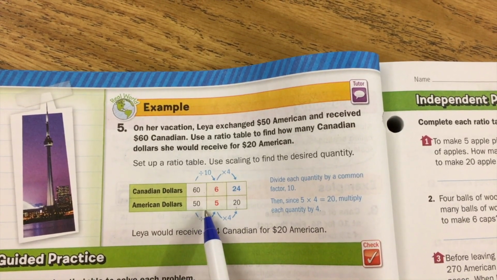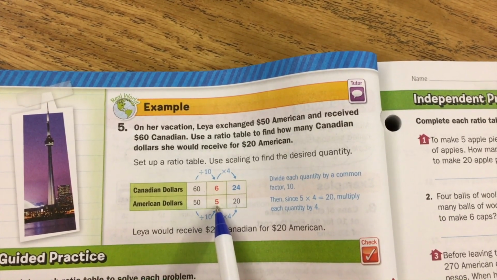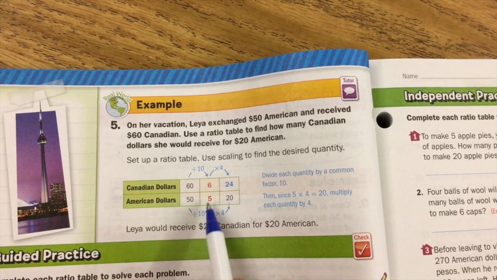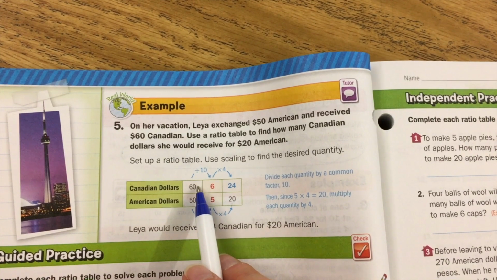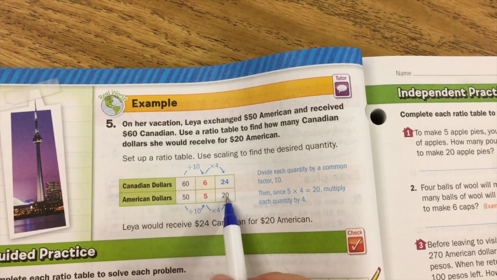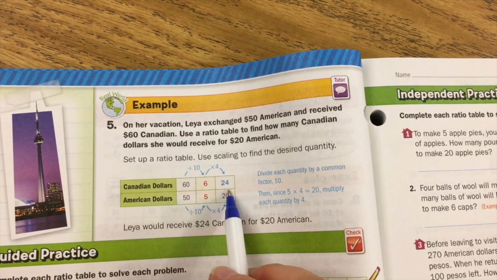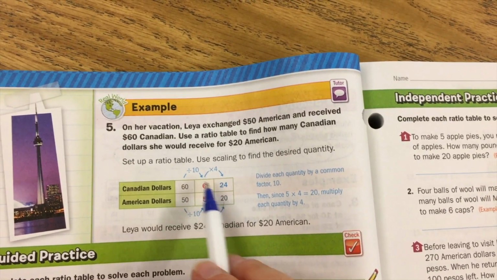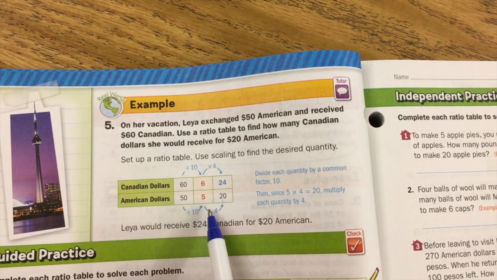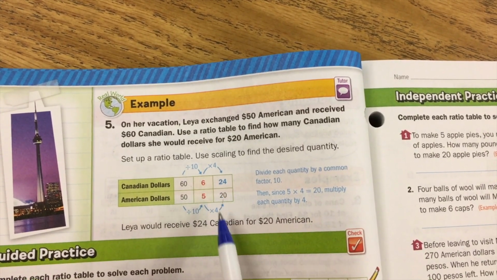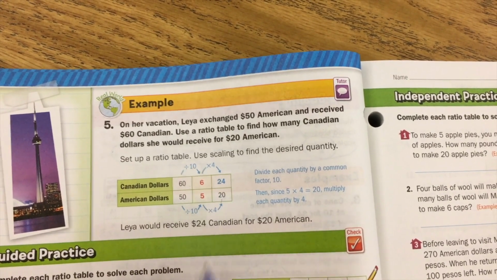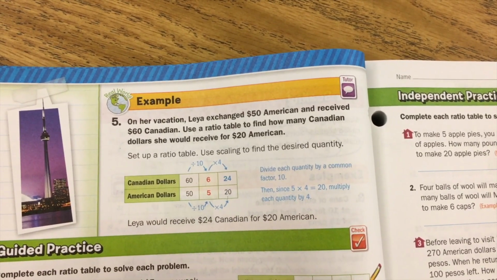So if you scale all the way back down to 5, 5 can scale up to 20. 50 divided by 10 is 5, so you have to do that to the top. 60 divided by 10 is 6. 5 times 4 is 20. 6 times 4 is 24. You have to make sure that whatever you do to the top, you do to the bottom. Okay, so now here's our answer. She gets $24 in Canadian for every $20 in American.